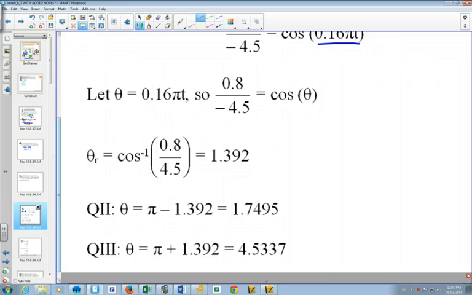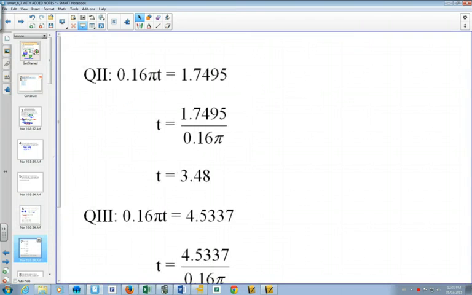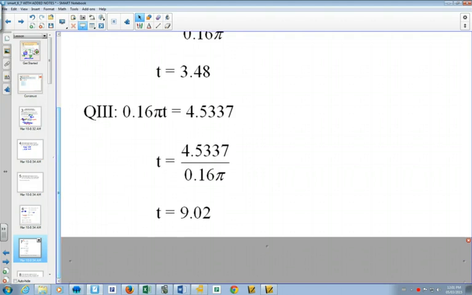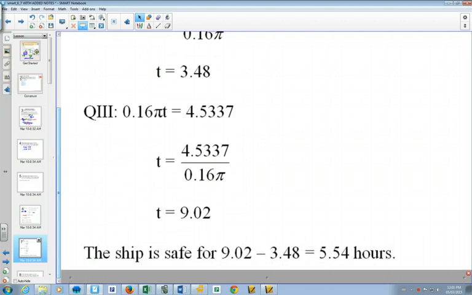We made theta equal to this. So now that we figured out what theta is, we could substitute back. And instead of writing theta equals, we could write 0.16 pi t equals, divide, and we get the same answer of 3.48 for the first one. Similarly, you substitute back in the other one, and you get 9.02. And you still get 5.54 hours.